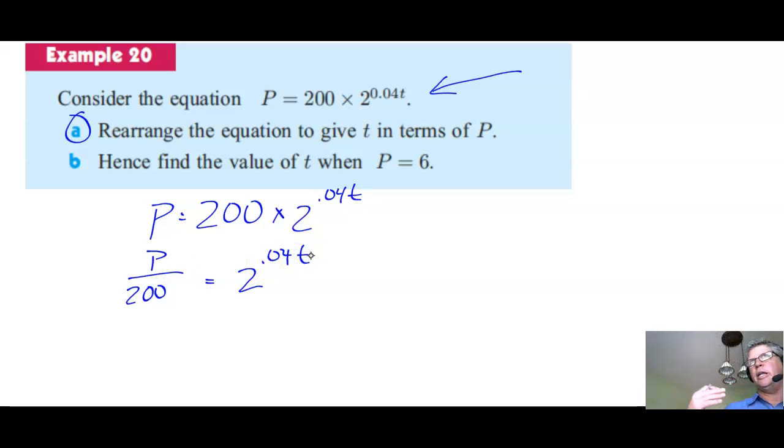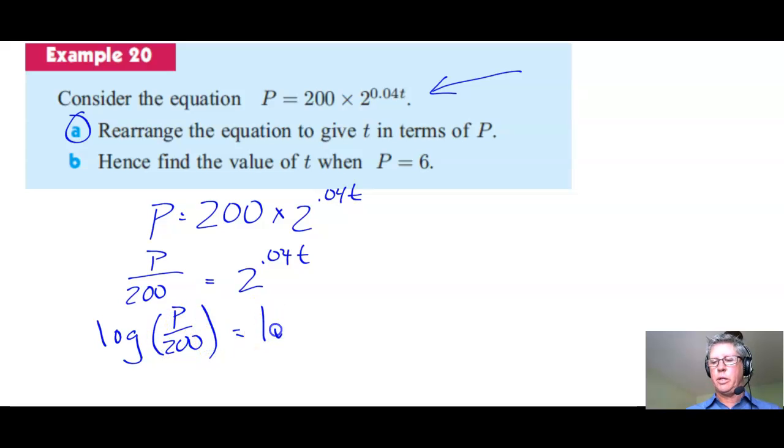Now I've got it to something to a power. When I get it like that, that's where I'm either going to take the log base 10 of both sides, or I'm going to take the log base 2 and rewrite it in exponential form. So there's 2 ways to do it. I'm going to take the log of both sides here. So the log of P over 200 equals the log of 2 to the 0.04t.